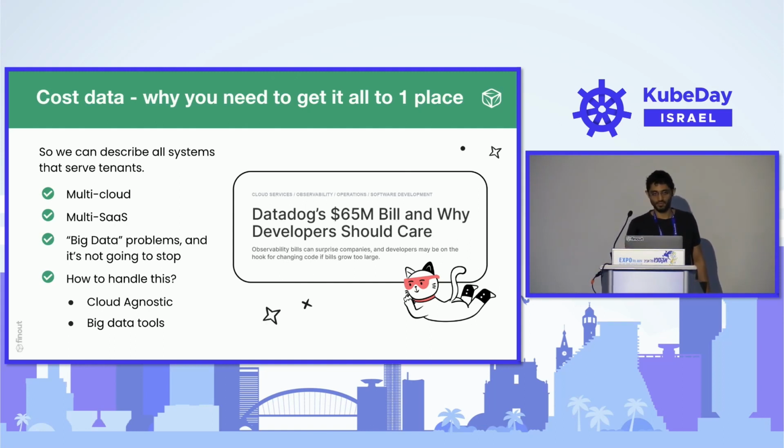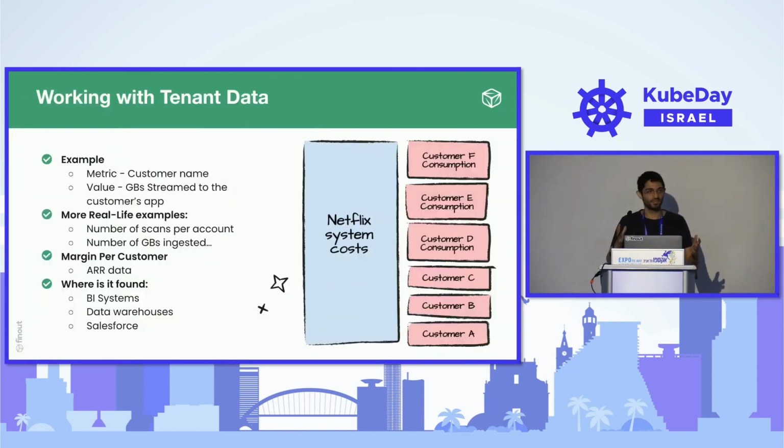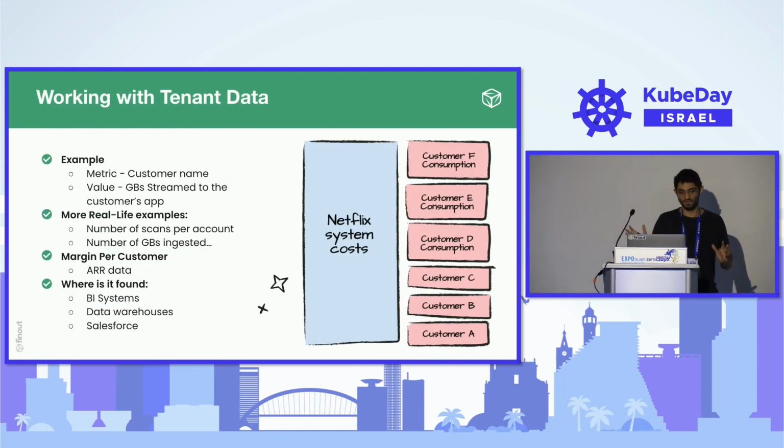So any more questions about costs? Great. So let's talk a bit about tenant data. And the easiest way I found to get the point across in the most efficient manner is taking an example. Let's talk about Netflix as an example of using tenant data. So let's imagine the entire Netflix system was running on one single server.